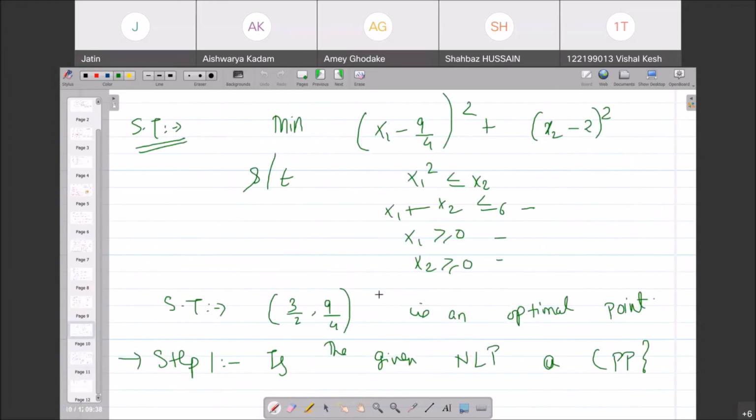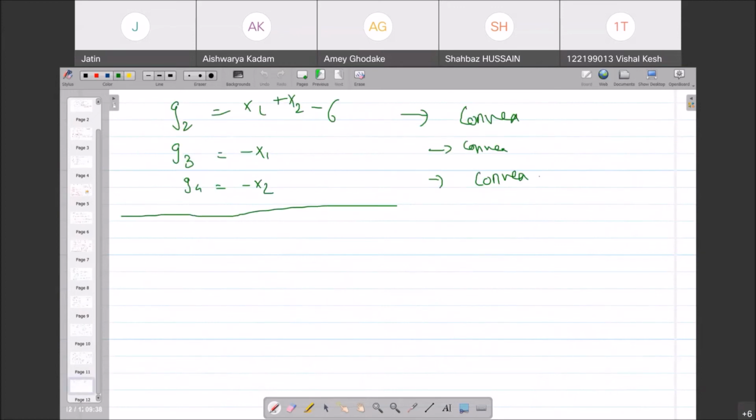So this NLP is not a QPP, because the first constraint is not linear. This is an NLP, and this NLP is a CPP because f and all the Gs are convex. Good. So I can take help of KKT conditions. Now let us see whether the given point satisfies the KKT conditions or not. That is my step 2. So what is the point given to us? 3 by 2 and 9 by 4.